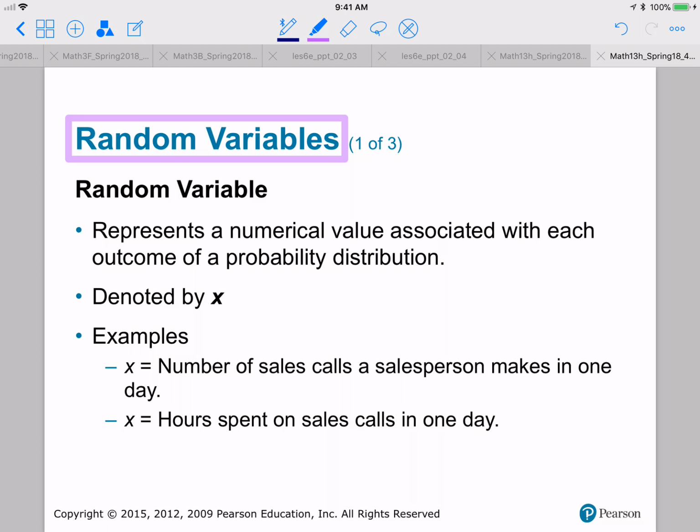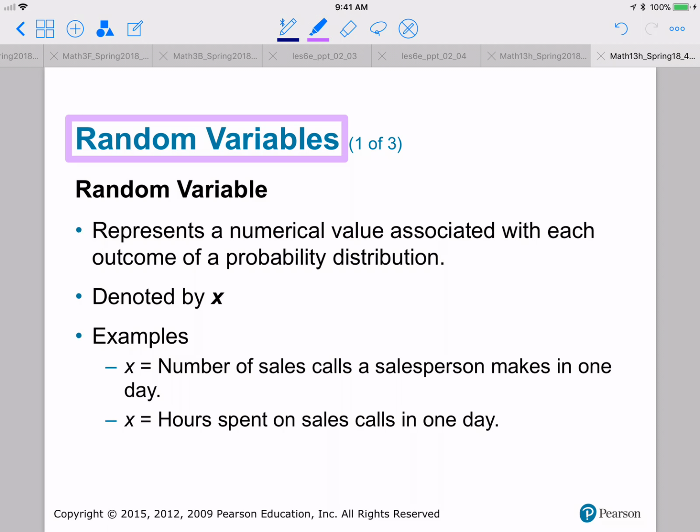A random variable is kind of taking this to the next level. So a random variable is kind of like a function, but it's more than a function. It represents a numerical value that's associated with each outcome of a probability distribution. So let's just kind of get into this a little bit because you might be saying, hey, you haven't defined probability distribution. These definitions kind of hook together. So in order to talk about random variables, you need to have distributions. And in order to talk about distributions, you need to have random variables.